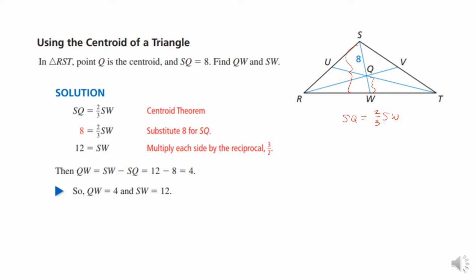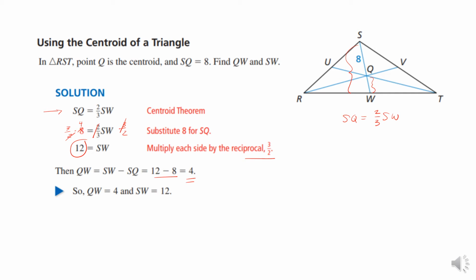So they set that up, they show that equality, then they substitute the 8 for SQ and solve by multiplying each side by the reciprocal. And so the 2 goes into 8 4 times, 12 equals SW. So now that you found SW, all you need to do is subtract SQ, and that will give you QW.